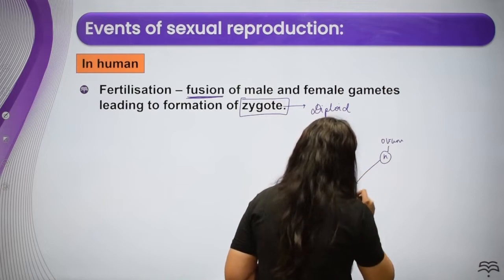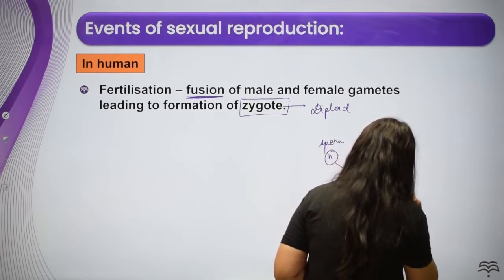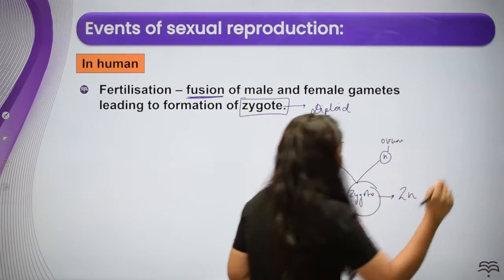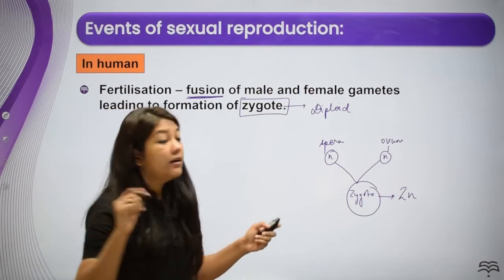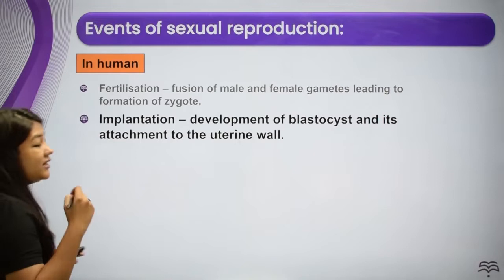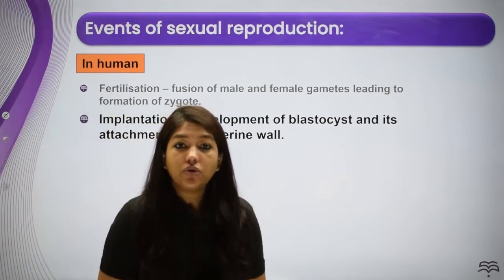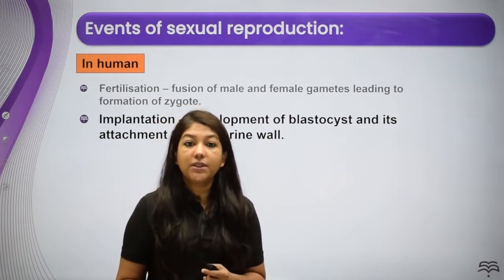They are going to fuse and form the structure called the zygote, and this zygote is diploid. ठीक है, कैसा है? Diploid है. Next is implantation, right? Successful fertilization has happened. ओके, zygote बन चुका है, अब उसके अंदर सेल डिविजन स्टार्ट होंगे.